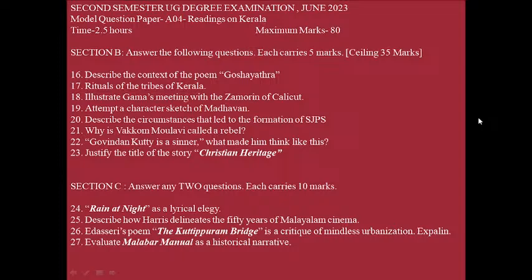Now we come to the next question. 20th question: describe the circumstances that led to the formation of Sadhu Jana Paripalana Sangam, SJPS. So mention the significance of Ayyankali, and say that Ayyankali was a very important personality in the Kerala Renaissance, and say that Ayyankali was born in a marginalized caste family, and he witnessed the suffering of the Dalit people, and he didn't want the Dalit people to be subjugated, exploited, and oppressed by the upper class and the upper middle class people.